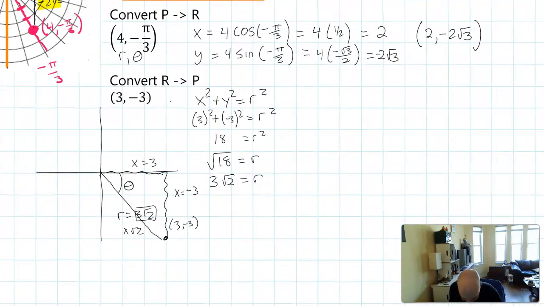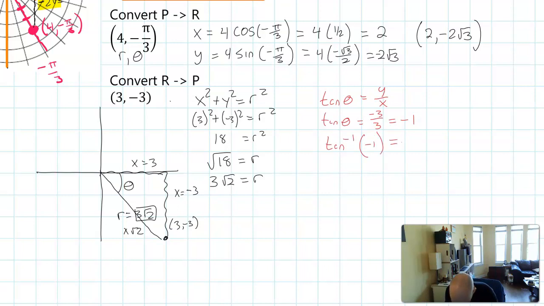Now, finding theta. We could probably recognize what theta is at this point because we said it's an isosceles right triangle, but it won't always be that way. So let's check it out. We have the conversion factor that tangent of theta is equal to y over x. So we have the equation tangent of theta is negative 3 over 3 or negative 1. Now, we could solve this with inverse tangent, right? And do tangent inverse of negative 1 equals theta.